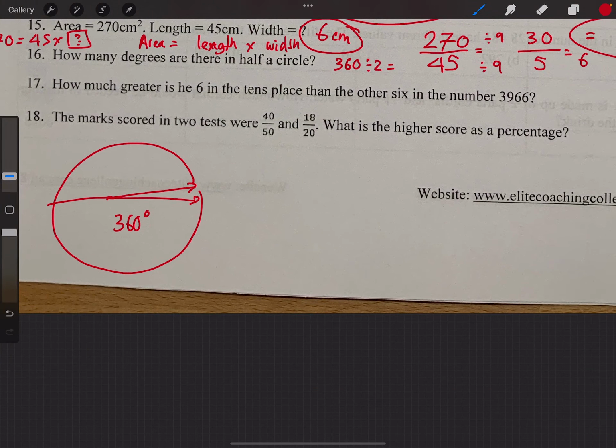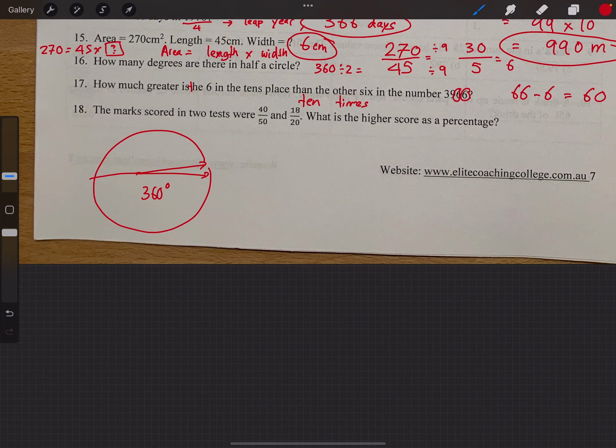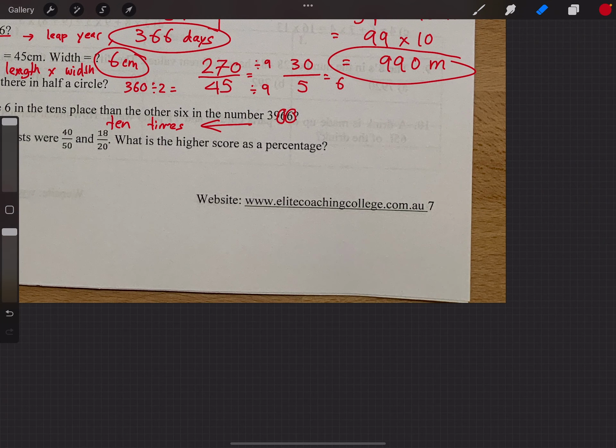Question 17. How much greater is the 6 in the tens place than the 6 in the ones place? So how much more is this than this? Well, it's 10 times. Or you could do 66 take away 6, and that's equal to 60. It's 60 more. But I prefer this answer. This answer is more correct, I think.